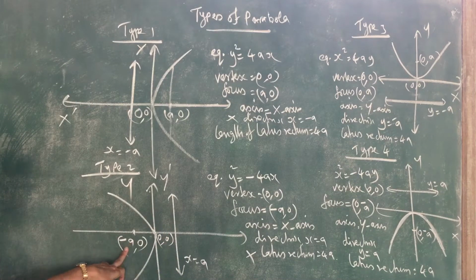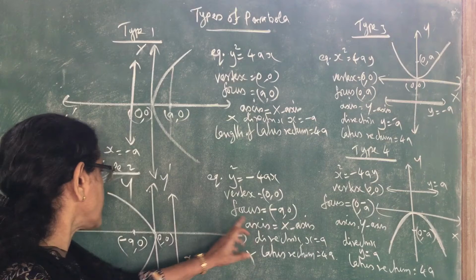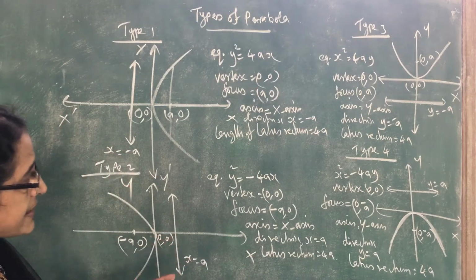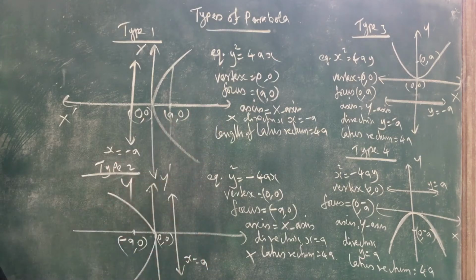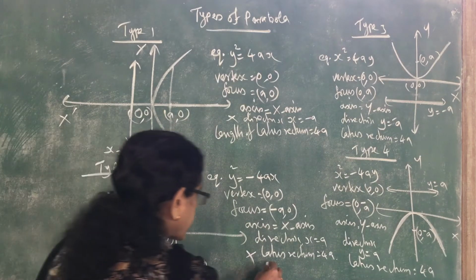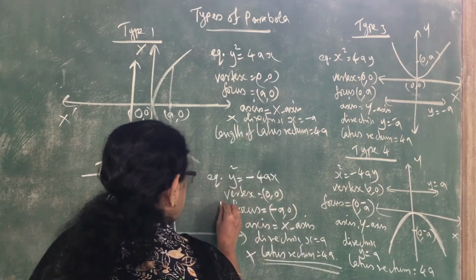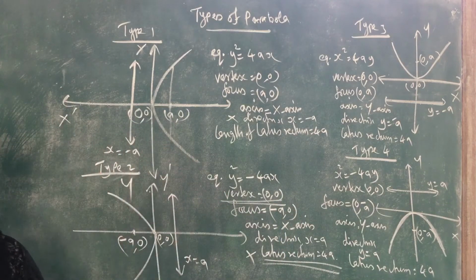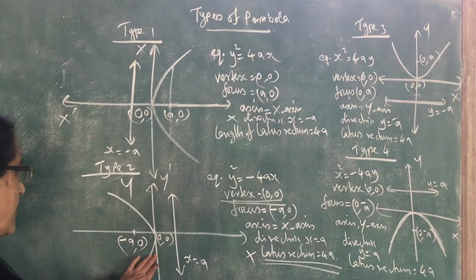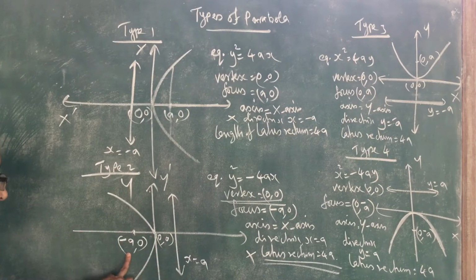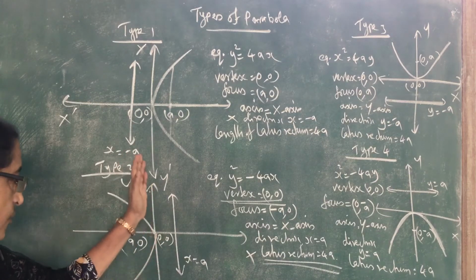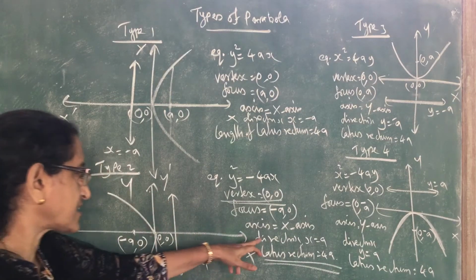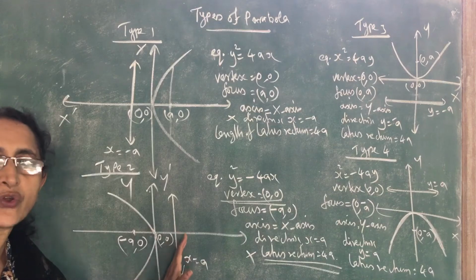Focus (minus a, 0), and the axis is the same, the x-axis, and the latus rectum is the same. The latus rectum and the vertex, these two are the same for all the 4 types of parabola. So for this: focus (minus a, 0), equation of directrix x equal to a, then axis x-axis.